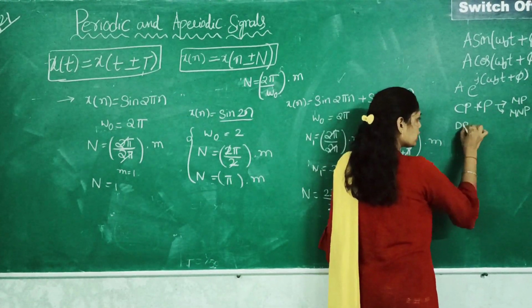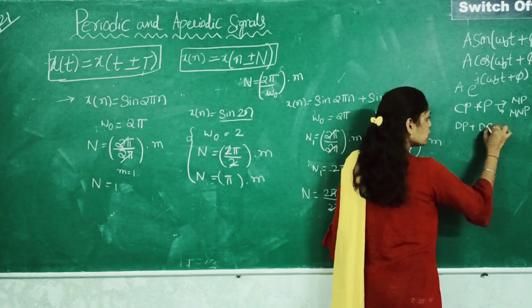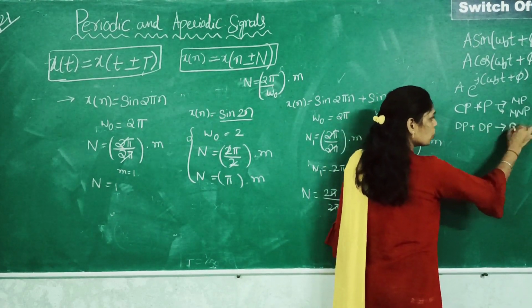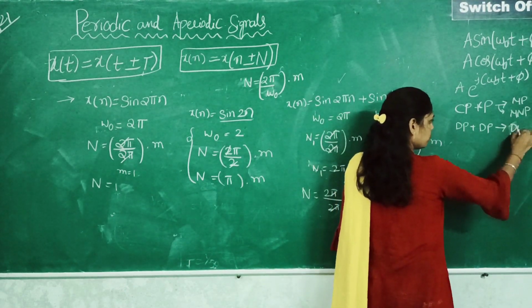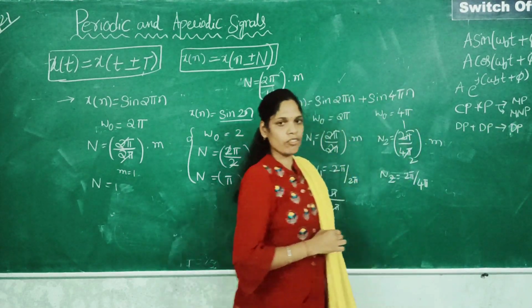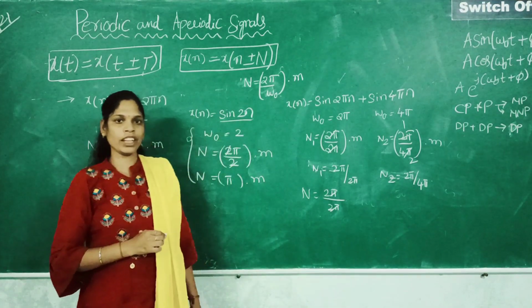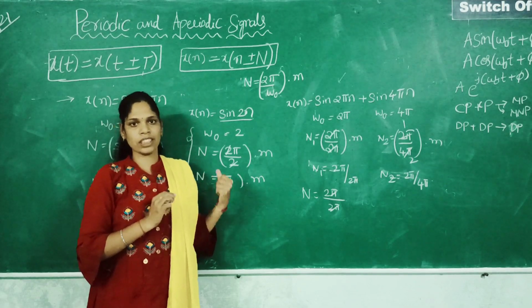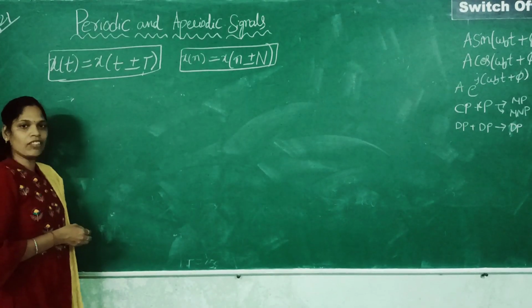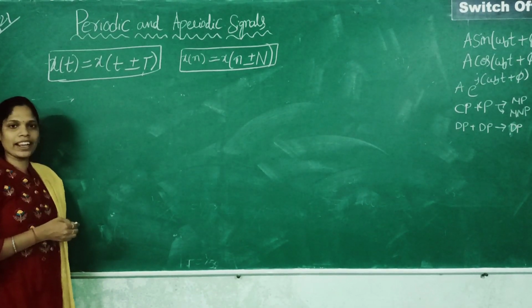If you go for the discrete periodic signals, we always get periodic signals only. That is for discrete periodic signals. Now we'll go for how to find out, from the graph, whether it is a periodic or aperiodic signal. For the graph, we have to find out whether it is periodic or aperiodic.